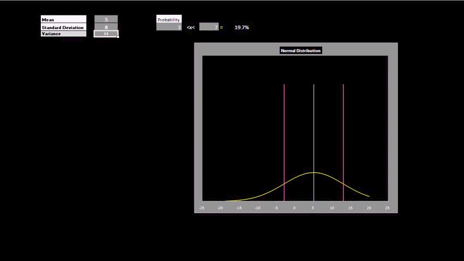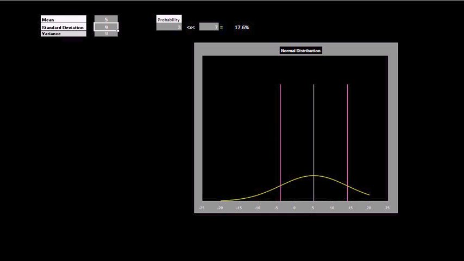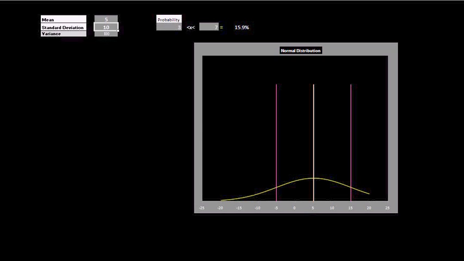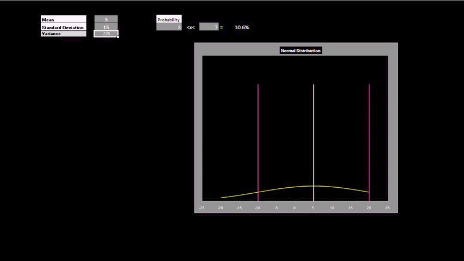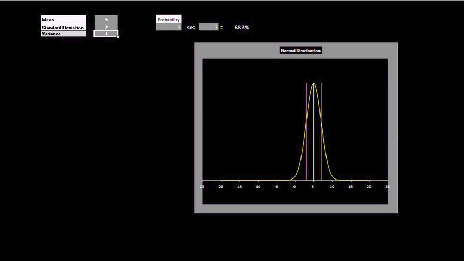Then 8, 9, and it is becoming wider and flatter. 10, let me write 15. It is almost straight, becoming straighter and straighter. So let's get back to 2. So the normal distribution, you can see it becomes flatter and flatter as the standard deviation increases.